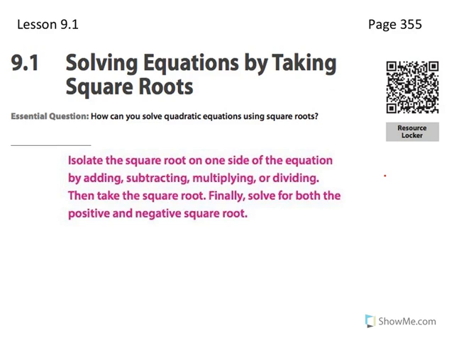Isolate the square root on one side of the equation by adding, subtracting, multiplying, or dividing. Then take the square root. Finally, solve for both the positive and negative square roots. So it's very important that your answer contains a positive and a negative square root.